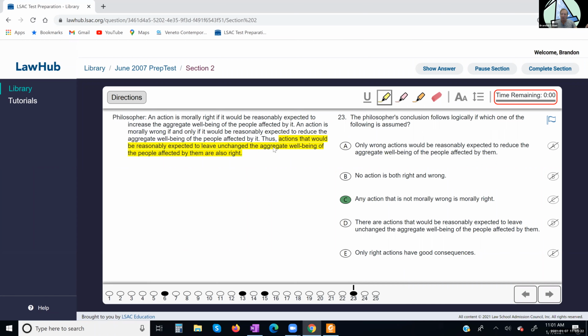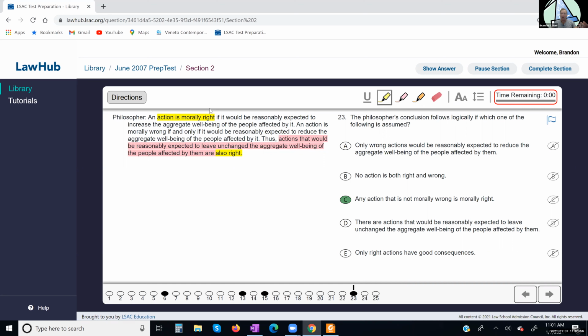If we look at this conclusion, actions that would be reasonably expected to leave unchanged the aggregate well-being of the people are also right. So, subject matter, characteristic. The subject matter is an extended subject matter: actions that would be reasonably expected to leave unchanged the aggregate well-being of the people affected by them. And then we're saying they have the characteristic of being right. Now, the question is, what is the pink? Are we talking about it at all? Is it on target with anything in the evidence? Do we have evidence about the right?